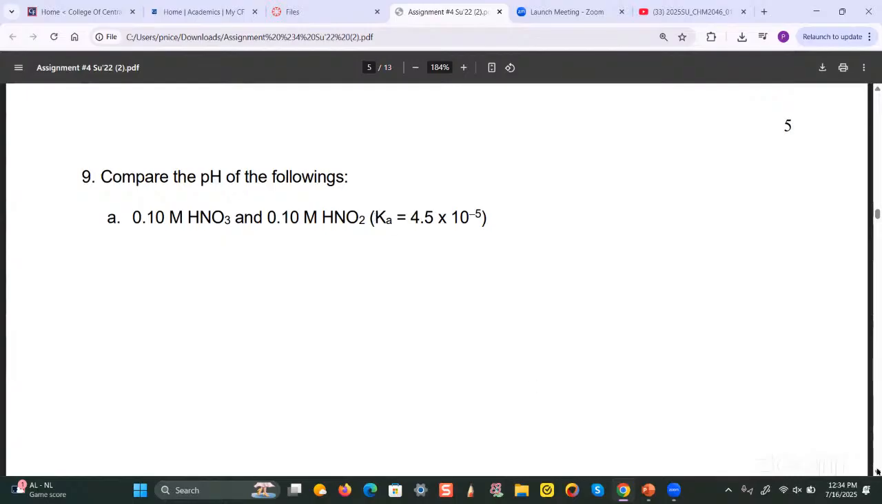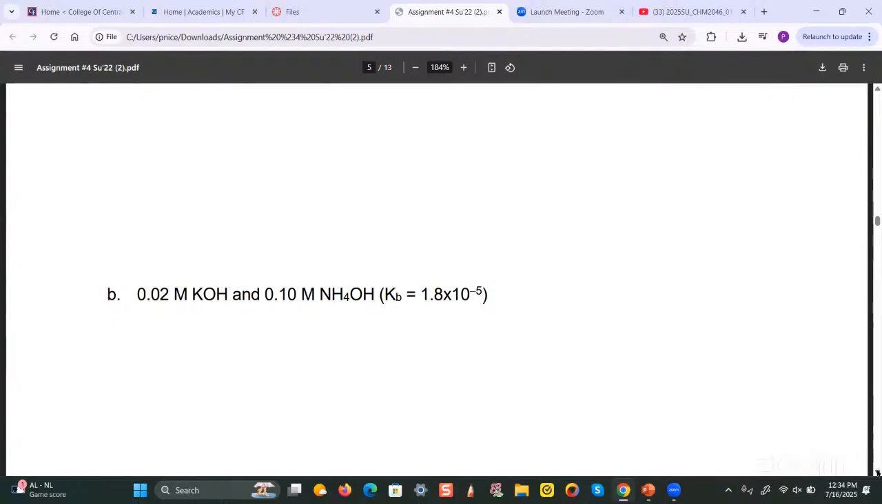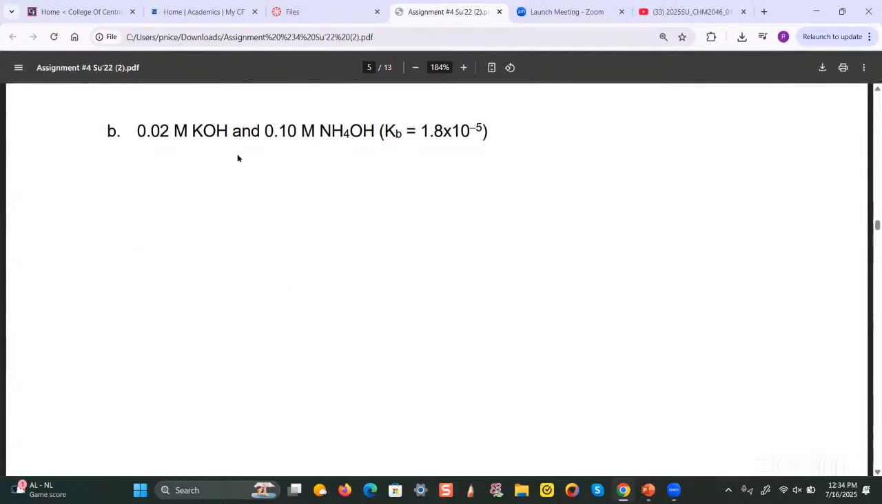All right, so in the case of the B part, the potassium hydroxide is a strong base. The 0.10 M ammonium hydroxide is a weak base. So let's deal with the strong base first. How would you find the pH of the potassium hydroxide? The concentration of KOH is equal to the concentration of OH minus, which is equal to 0.02 M.